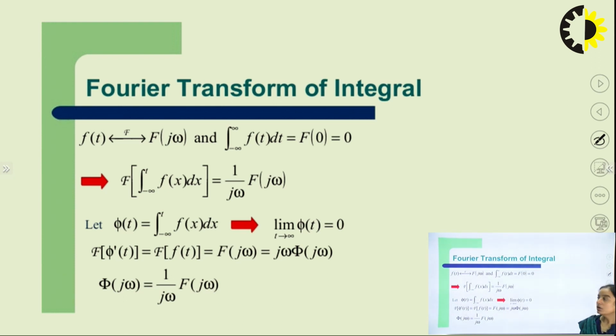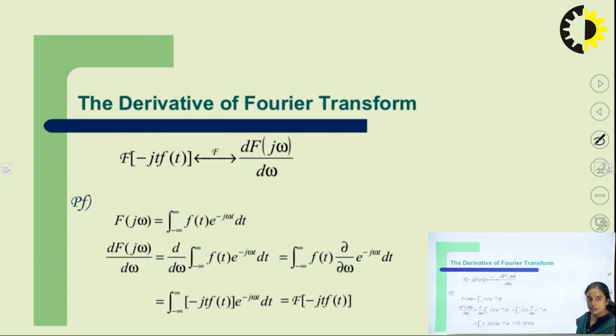Okay, so this is the integral property. If the Fourier transform of f(t) is F of j omega, then the Fourier transform of the integral of f(t) is 1 upon j omega F of j omega. This is the proof. I have already discussed various proofs, so you can understand this as well. Now this is the derivative of the Fourier transform. See here, the function f(t) is multiplied with minus j t. Then the Fourier transform of this will be d by d omega of F of j omega. This proof was already discussed.